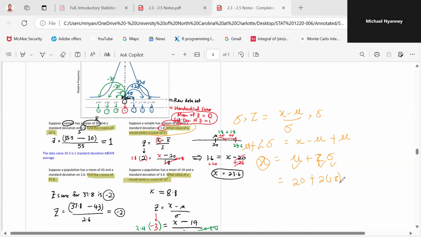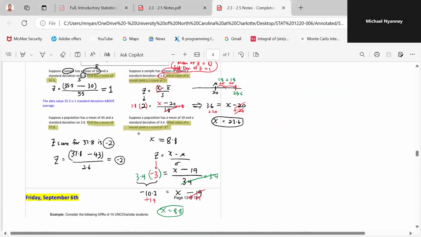So if you solve this, then you're going to get our S to be 23.6. Okay, this implies that if you go 2 standard deviations above the mean, then you're going to get this value, what? 23.6. That is very simple to do. Okay. So these are ways of locating our data points.